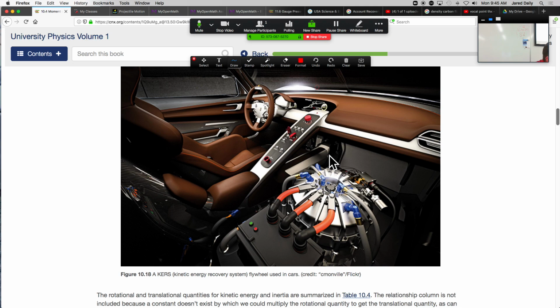And so what people thought was, well, what if we put an object inside of a car that has a very, very high moment of inertia, which means it can store a lot of kinetic energy when you get it spinning really fast, right? If that I is really big, then 1/2 I omega squared will get really big once you start spinning it super fast.